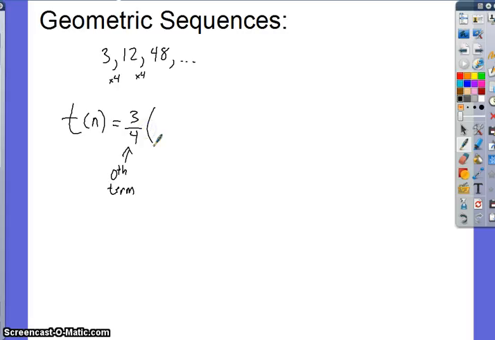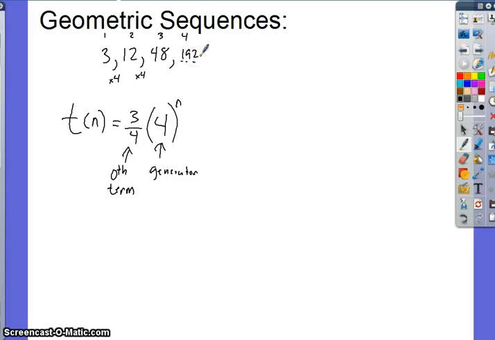And then times my generator. Now my generator is what we multiply by. Here it's 4. So that's our generator, and then raised to the nth power. That's a way we can go through and look at what we would have. So here's term number 1, term number 2, term number 3. Term number 4 is going to be 48 times 4, which is 192. That would be my 4th term.